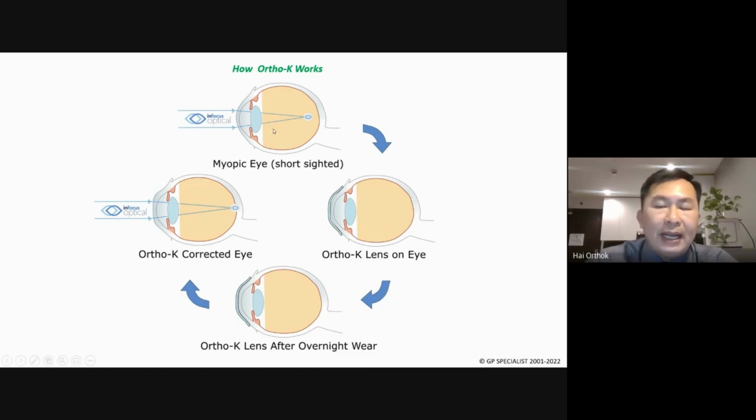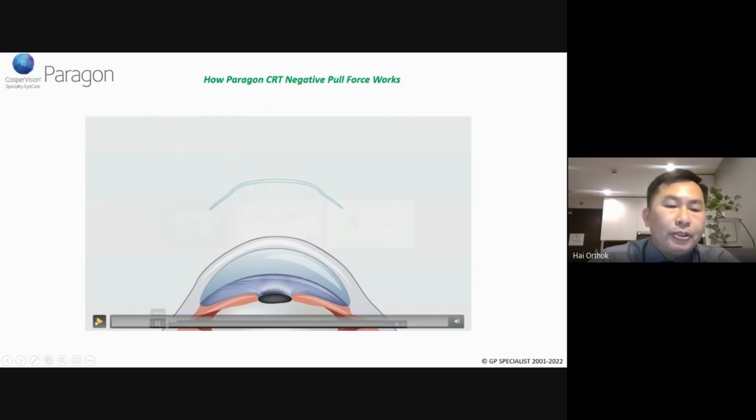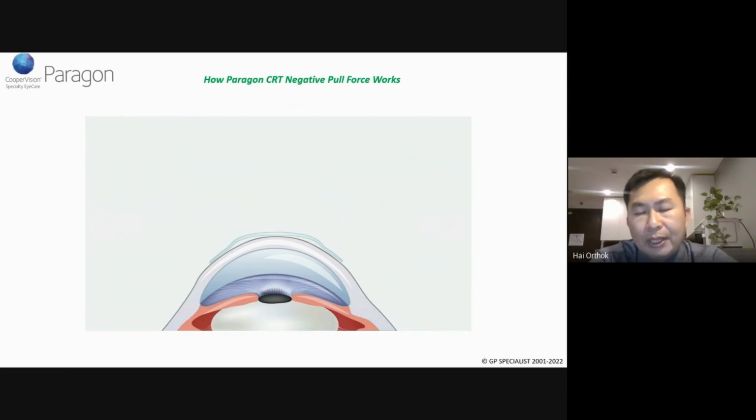Before, the myopic eye is as most people know. After the treatment, we have Ortho-K molding the cornea and bringing in the morphology of flattening the central cornea and moving the cells and liquid to the periphery, which provides a flat cornea able to focus the light on the retina. The video will show you how Paragon CRT actually molds the cornea after 8 to 6 hours.